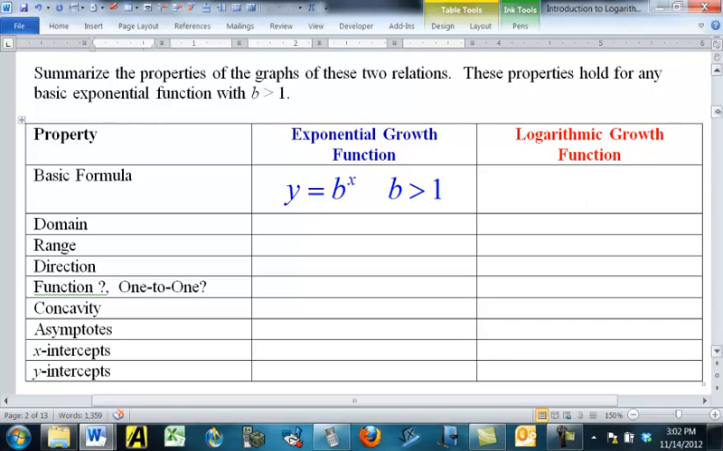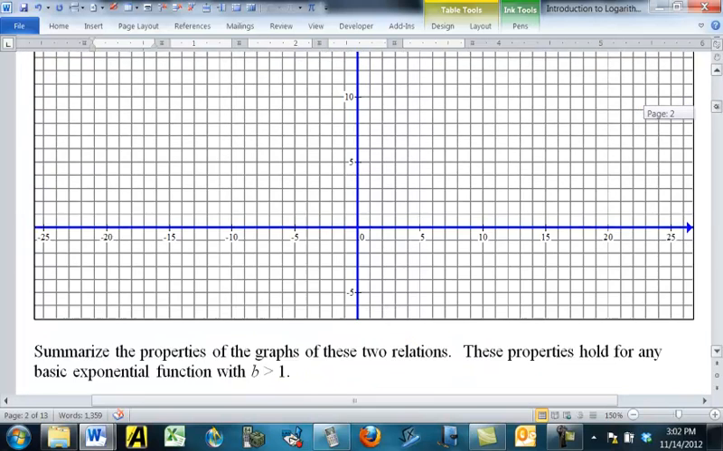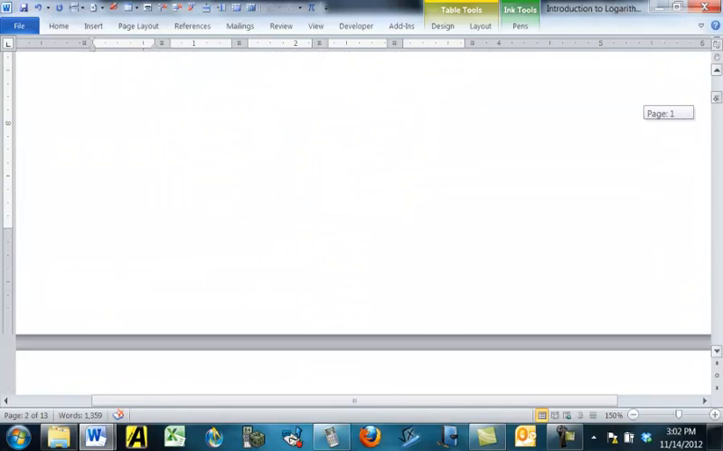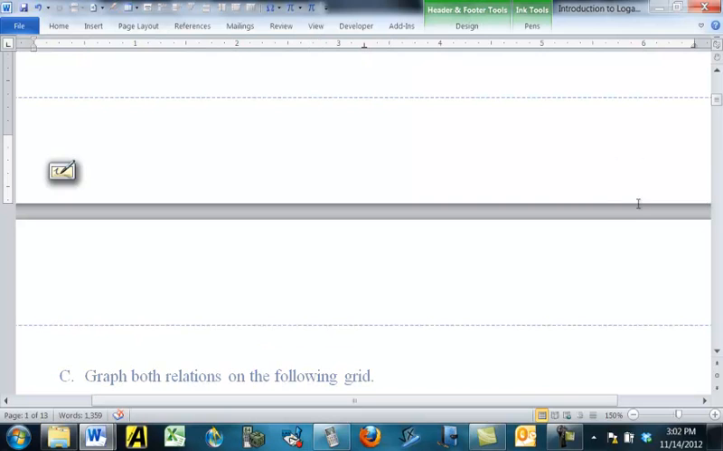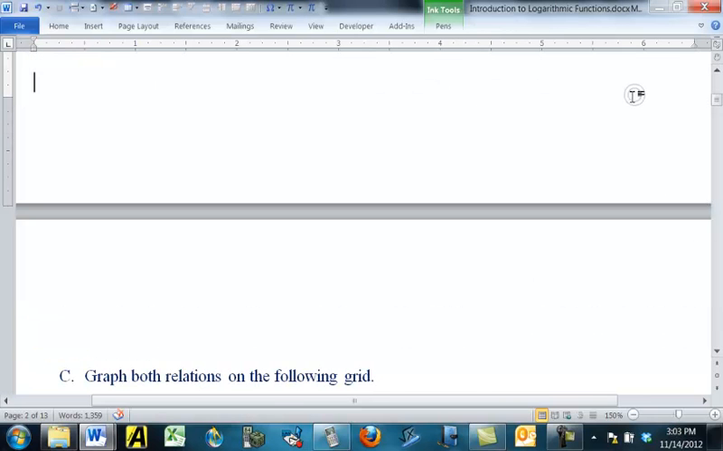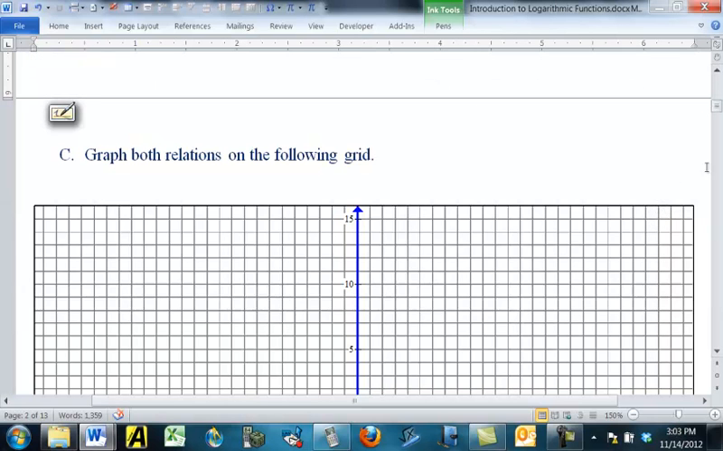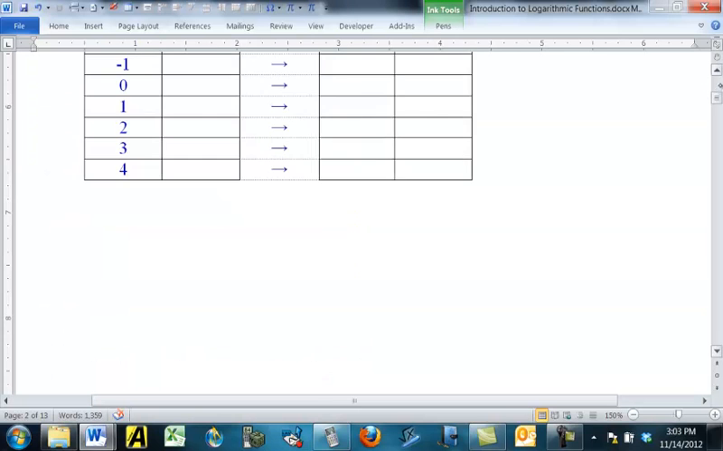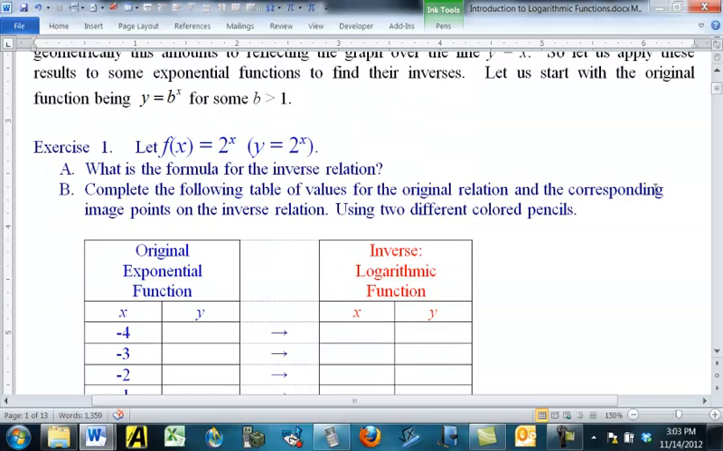Okay? So go ahead and work through this. Hopefully you've got a printout of this that you can work through as well. And you can do that now. So press pause now.